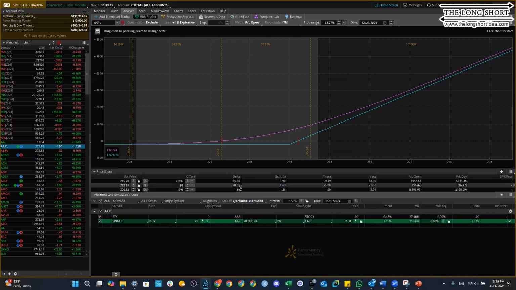So I'm collecting 20 delta. That's fine. So for each dollar move, you will collect $20. Yes. But look at the Vega here. Vega is the volatility part. Now, if the volatility goes up, yes, you make money. But if it goes down, you will not make money. You will lose $23 a day.